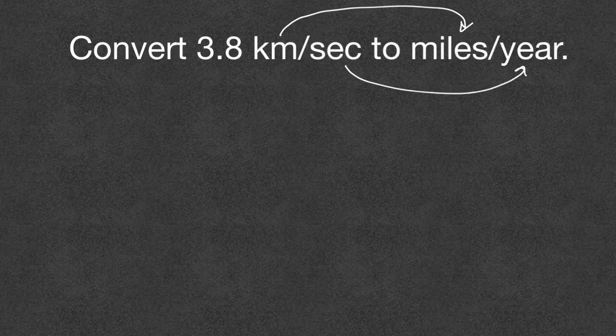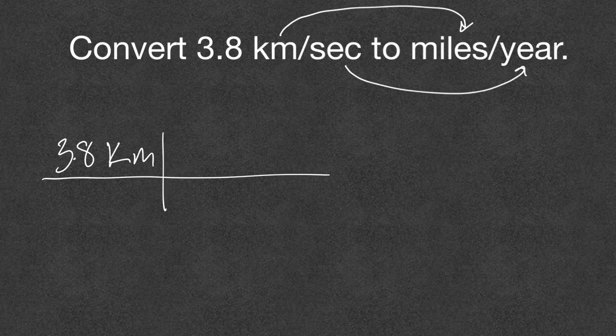Again, we're always going to start with writing our given, 3.8 kilometers, but this time when I set my cross up, I'm going to put kilometers. See how kilometers is on top and seconds are on bottom? So I'm going to put kilometers on top and seconds on bottom. I'm going to do kilometers first because I am top to bottom, left to right kind of girl. So I like to do the top first. Okay, so now that we've got our given written down, we need to think about some conversion factors.